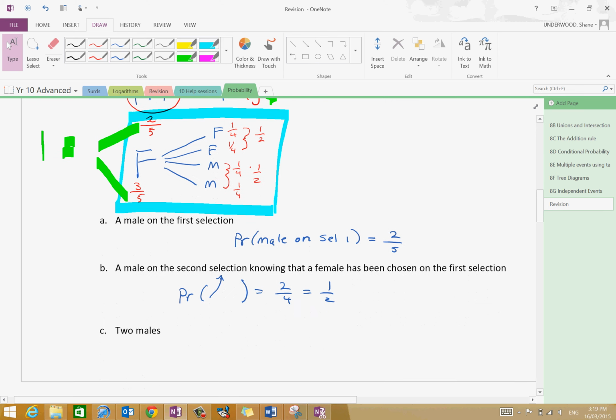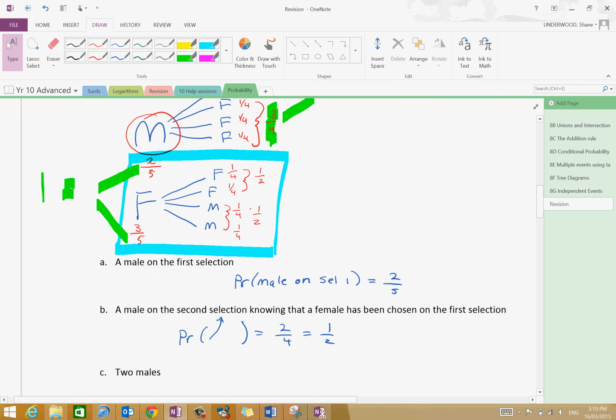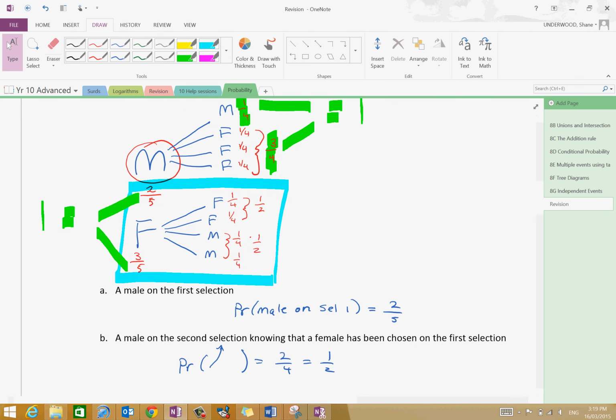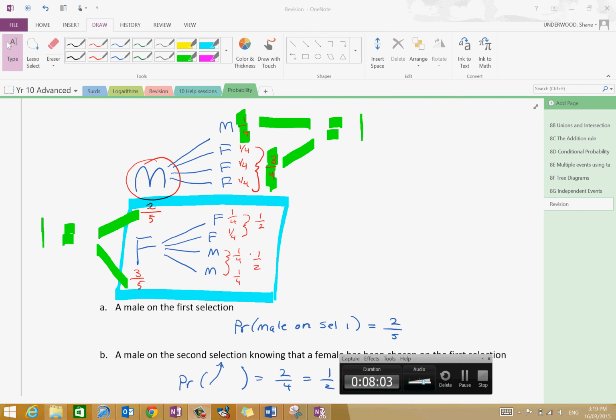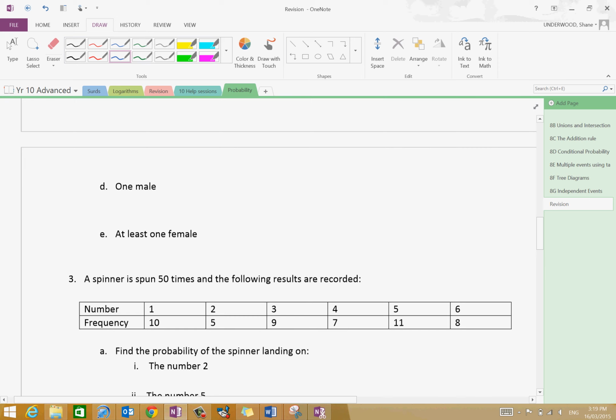Now, what about 2 males? Well, there's only one way we can get 2 males, and that is this thing over here. Now, for 2 males to occur, first of all, it's the probability that we got a male and then a male. When we have 2 separate trials, we need to multiply the probabilities.